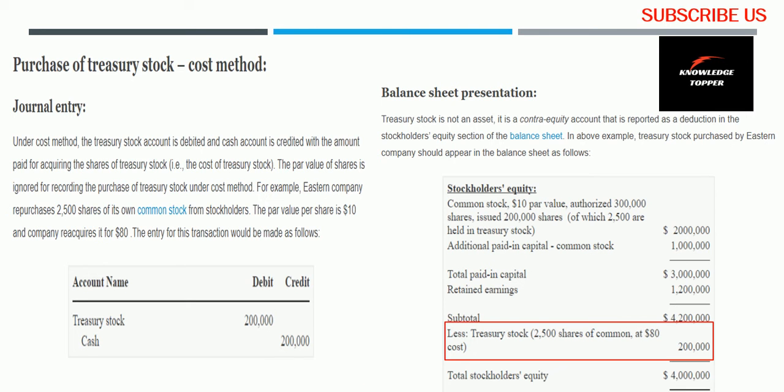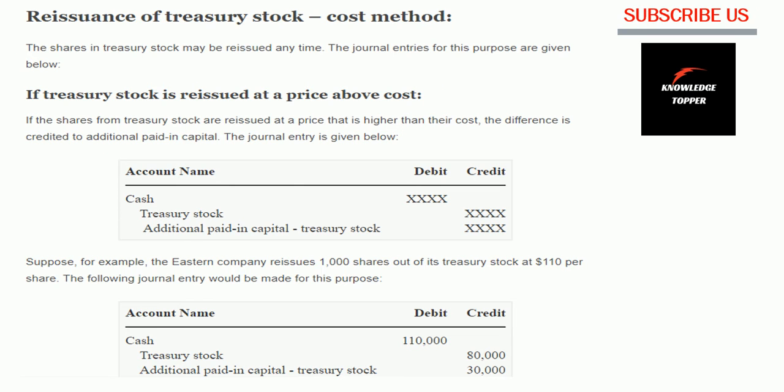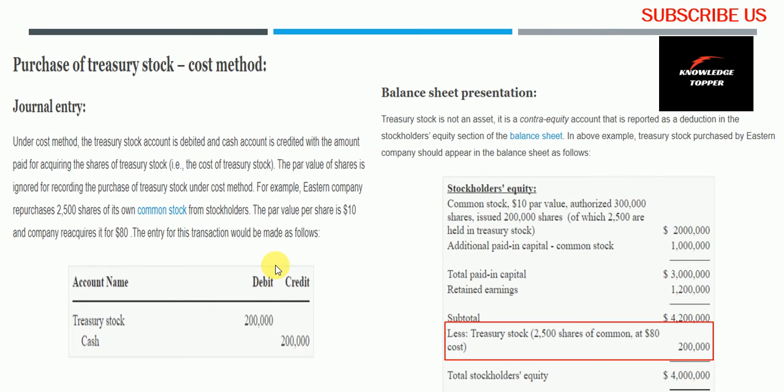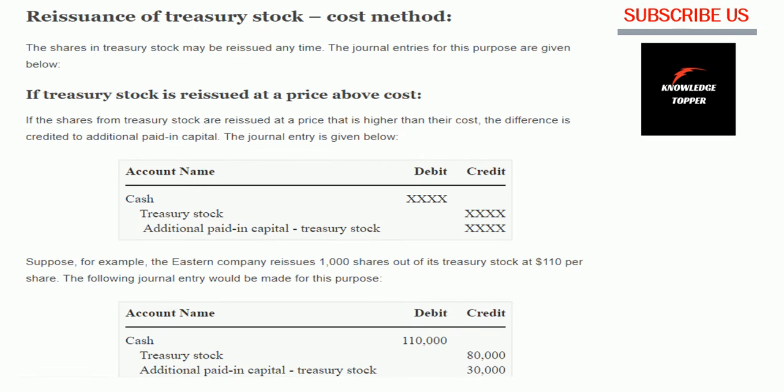Now moving towards our second part, which is the reissuance of treasury stock. Remember, in the previous slide we understood the repurchase. Now we understand the reissuance. So what is the treatment related to reissuance of treasury stock under the cost method? The shares in treasury stock may be reissued at any time. Remember that. The general entries for this purpose are given below.